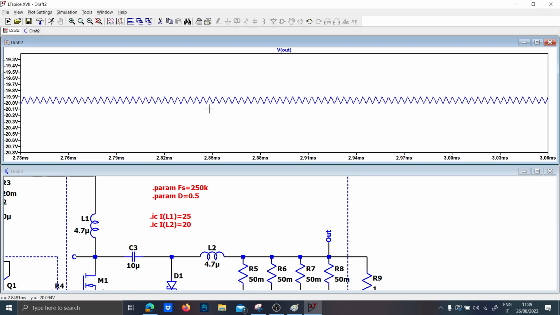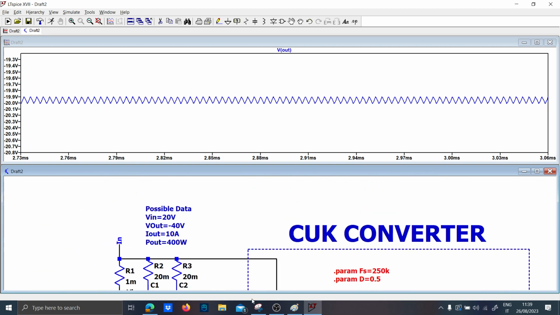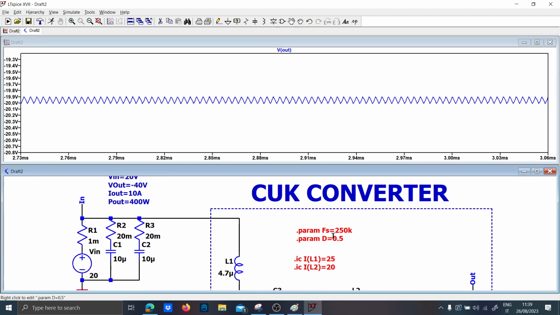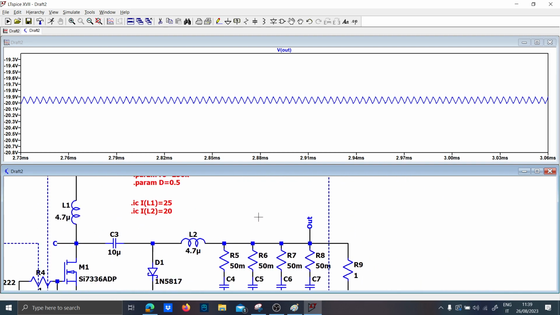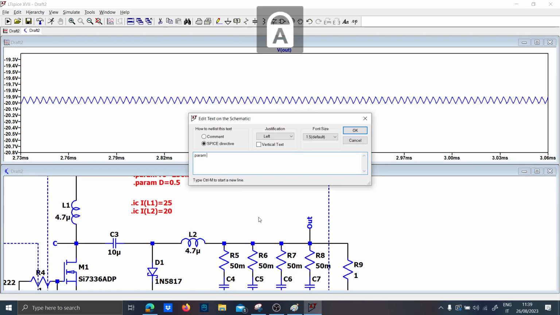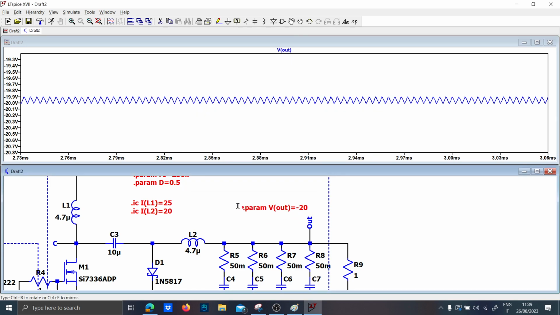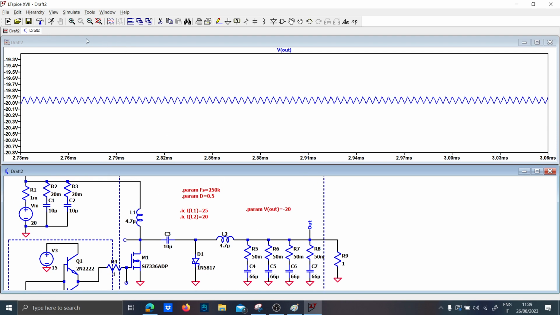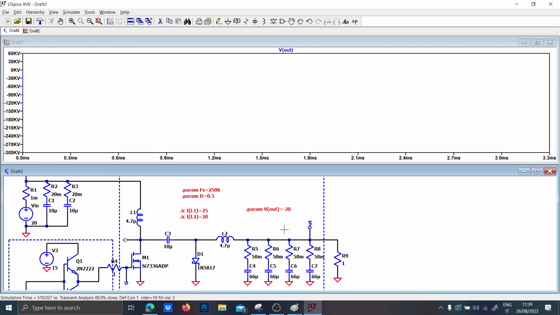It is 20 volts. Sorry, because the output voltage can be higher or lower. If you put 0.5, it is basically the same as the input, just with the negative sign at the end. So let's put .param Vout equal to minus 20, and we will charge these guys. Let's run the simulation again, and let's see what happens.